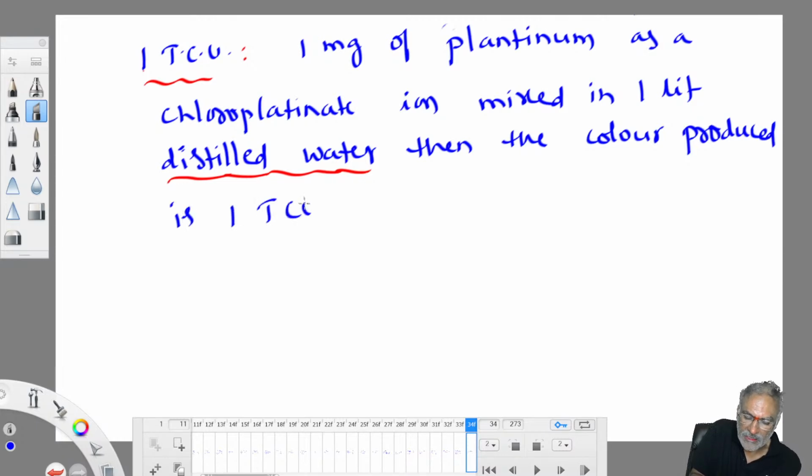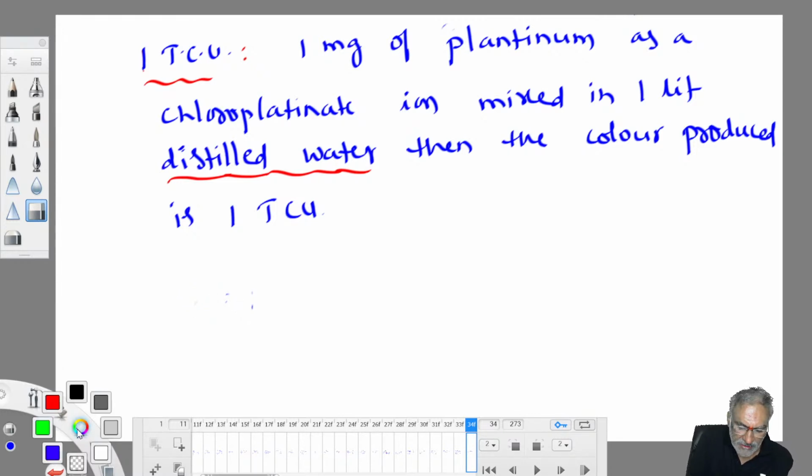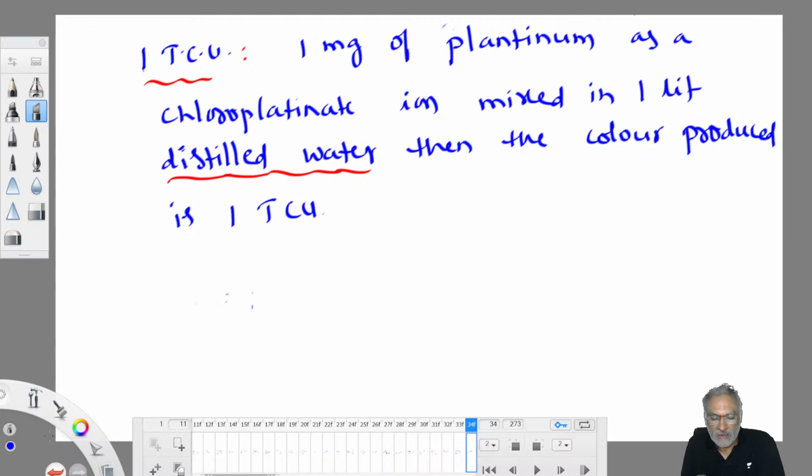So like this we measure 2 milligram in 1 liter, 2 color units. 3 milligram in 1 liter, 3 color units. How many milligrams in how many liters? Mass by volume. That's called concentration. So color is expressed in terms of TCU. Okay? Or some people express it as milligram per liter.